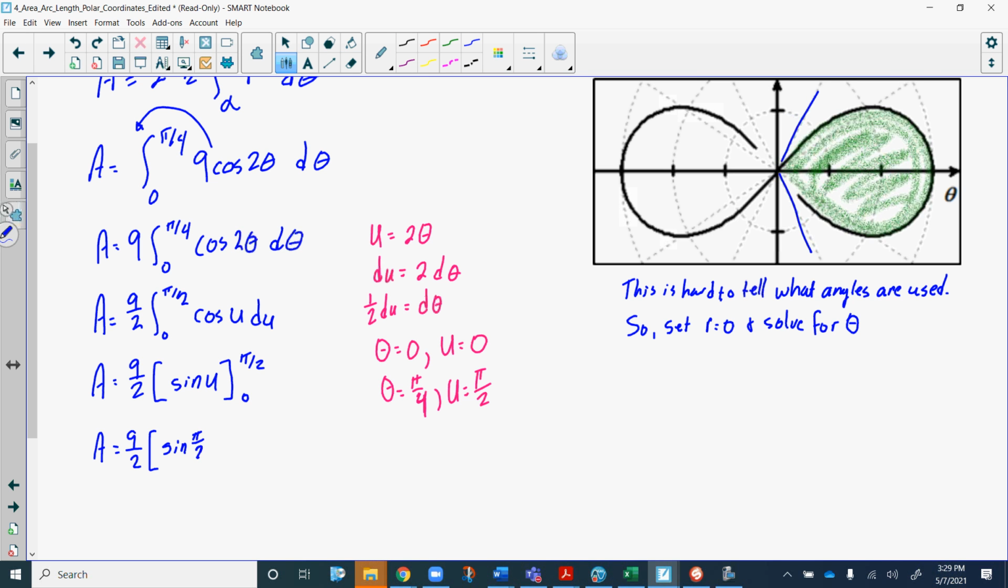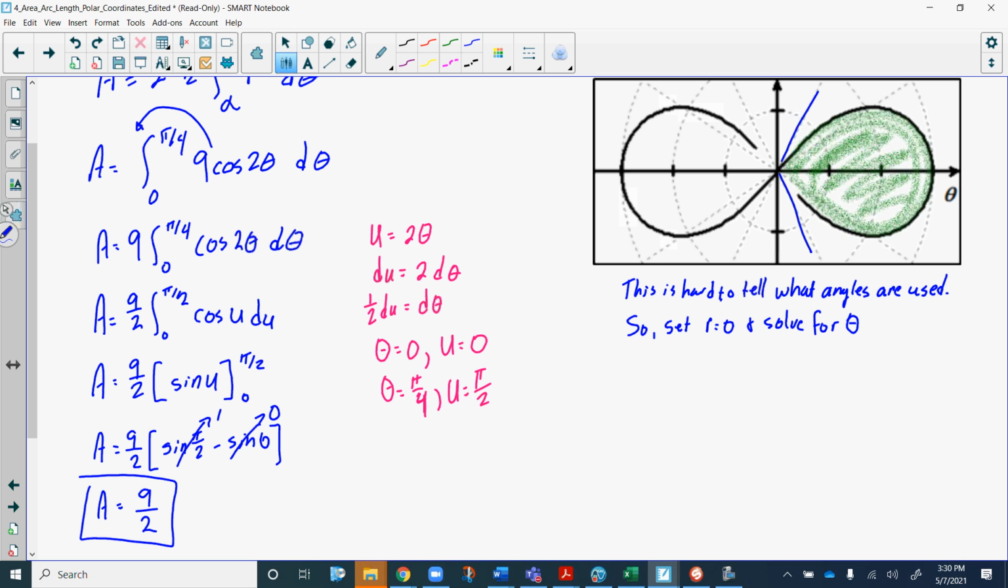Sine of pi over 2 minus sine of 0. Well, sine of 0 in this case is just 0, and sine of pi over 2 is 1. So 1 minus 0 is 1. So the area in this case is just 9 over 2, or 4.5.